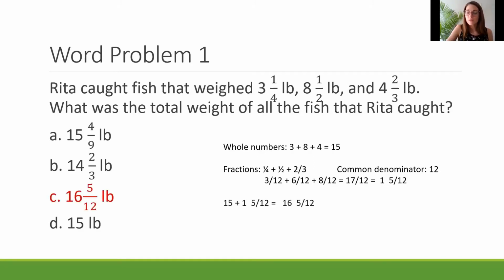So if we put all of that together, we take our whole numbers, which added up to 15, and our fractions, which added up to 1 and 5 twelfths. We'll get 16 and 5 twelfths.